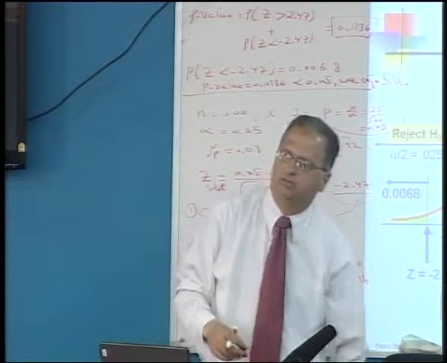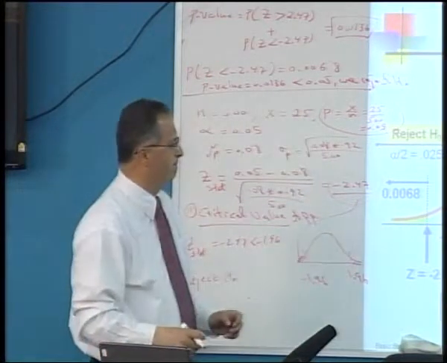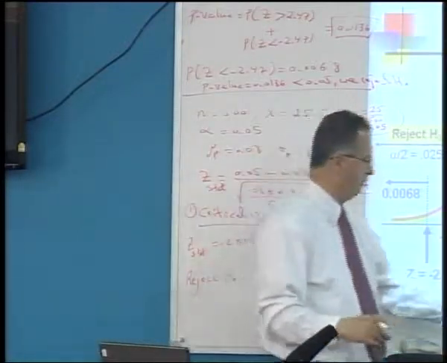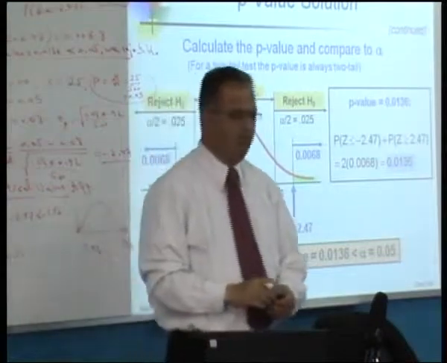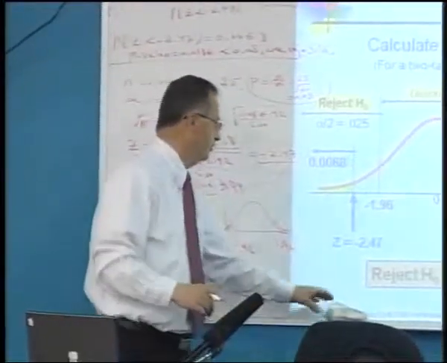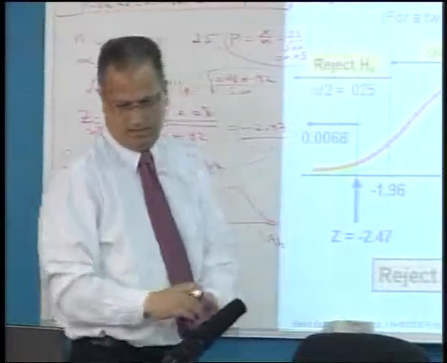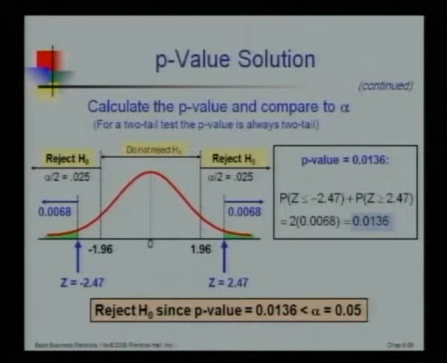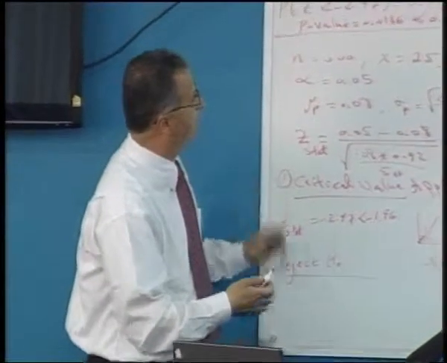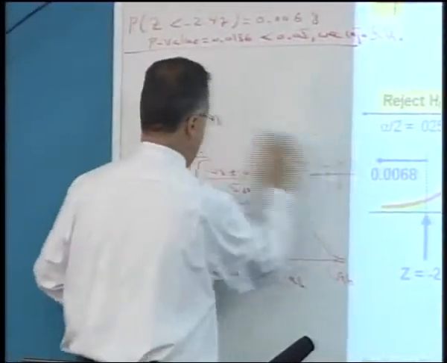That's for using the p-value approach. So here we reject the null hypothesis since your p-value is smaller than alpha. The last approach, which is not given in the slides you have, is the confidence interval approach.